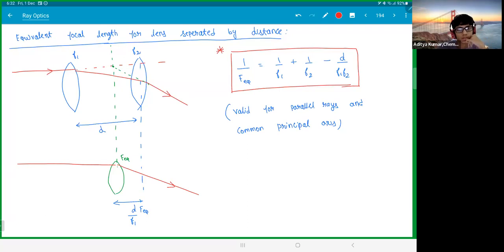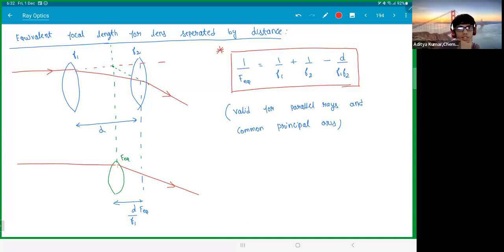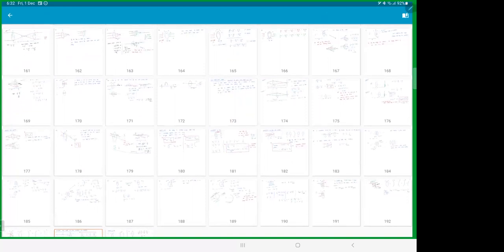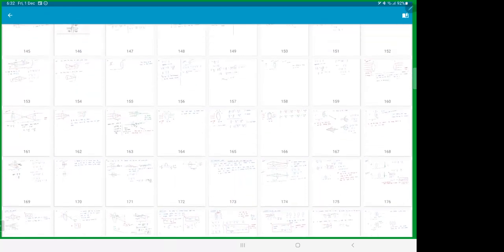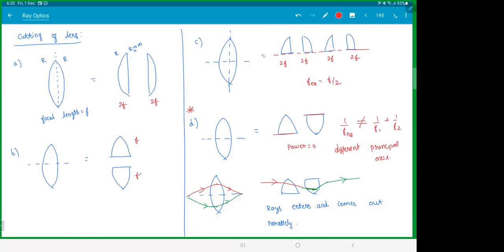A part of a lens is as good as a full lens, right? Why does it matter? You're right. Remember, we did that question too. The lens had 2 different mediums. It didn't matter. Yeah, a part of a lens will behave like a full lens. Okay? Check it out. Cutting of lens.